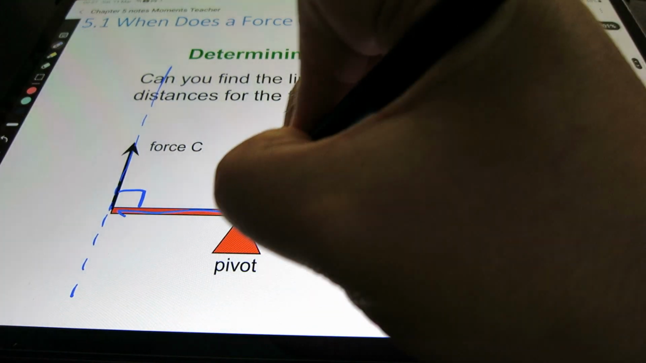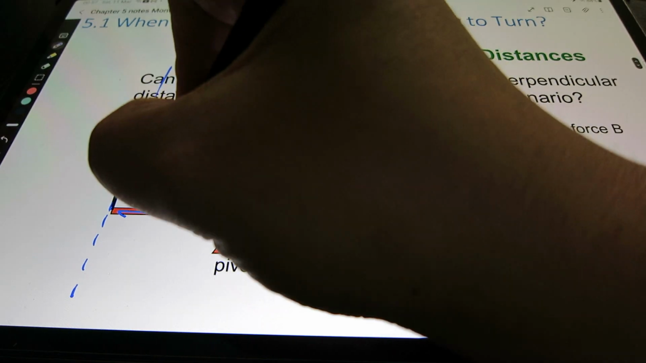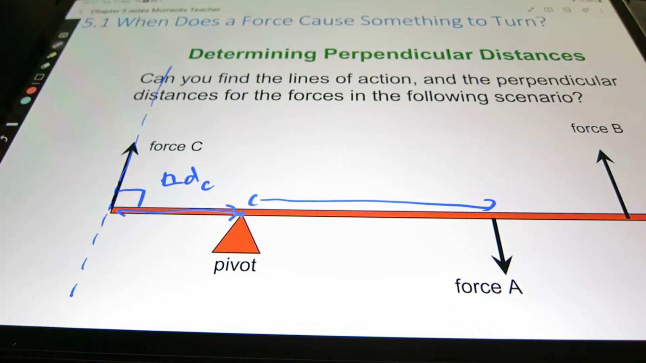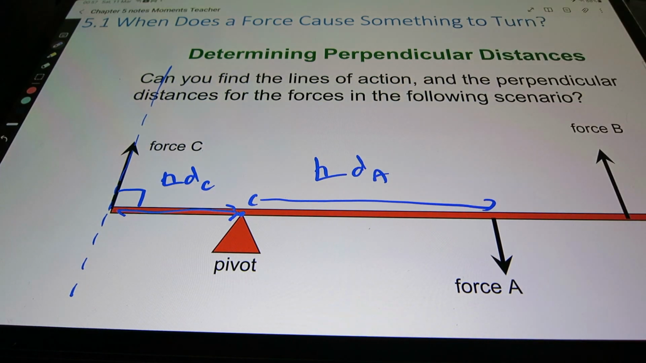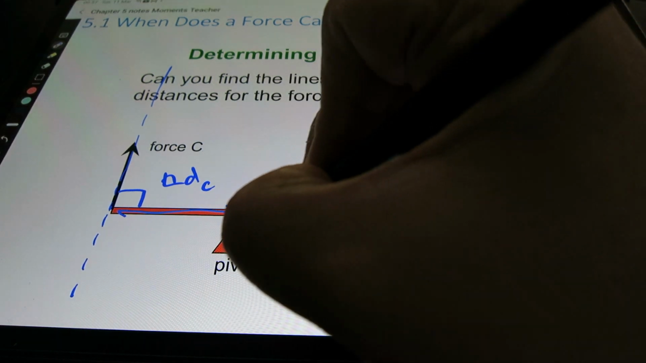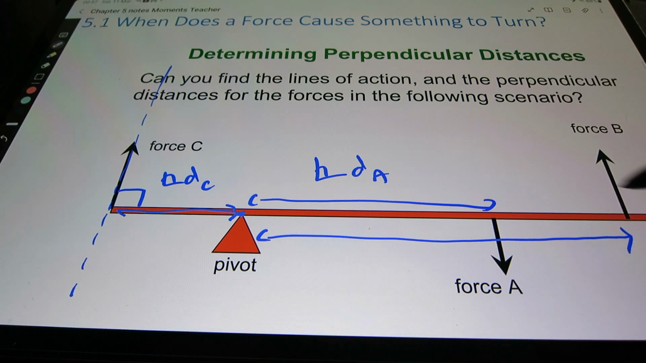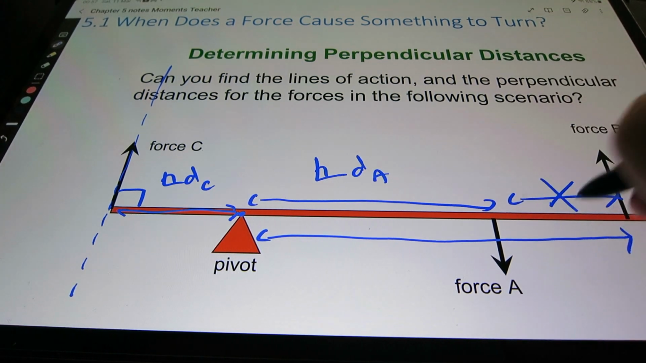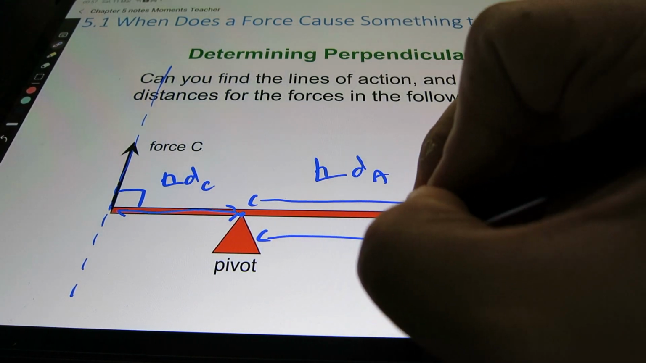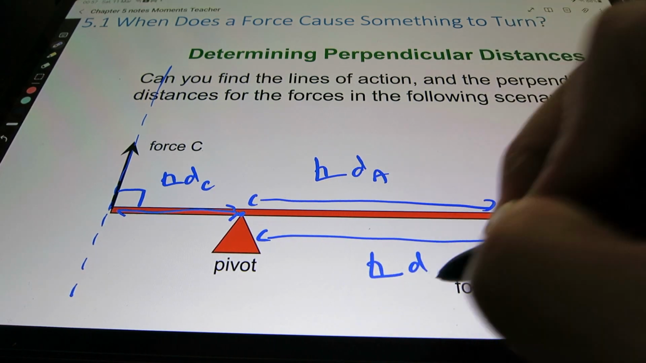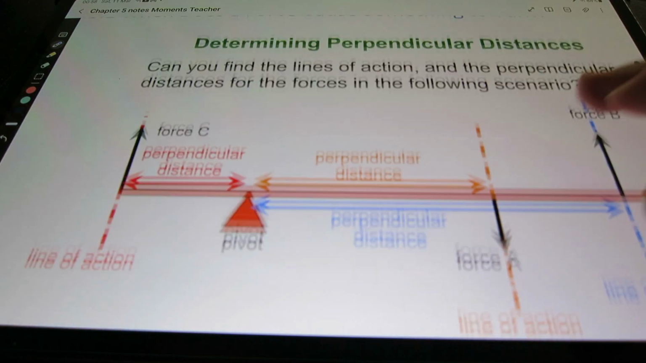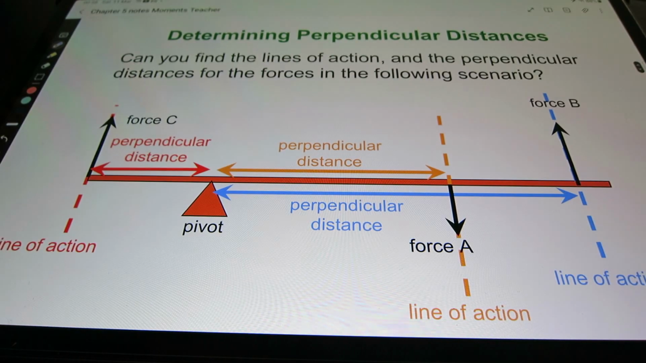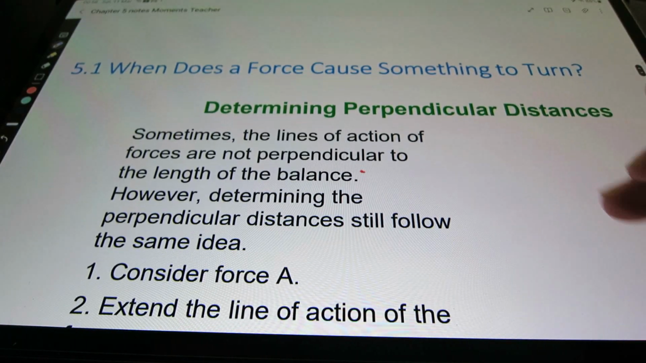So I can do the same here. This is perpendicular distance for force C. This is the perpendicular distance for force A, and the perpendicular distance for force B, just be careful, it's not from here to here, it's from here to the pivot. This is perpendicular distance B. Right? So you can see it here. This is how you can find perpendicular distances.